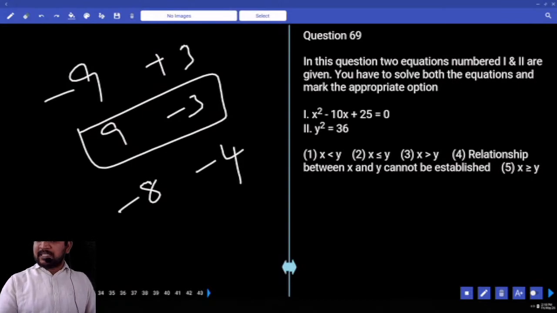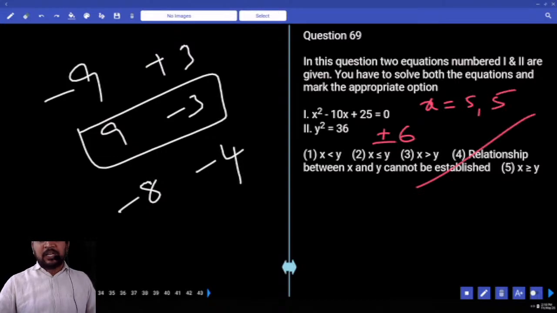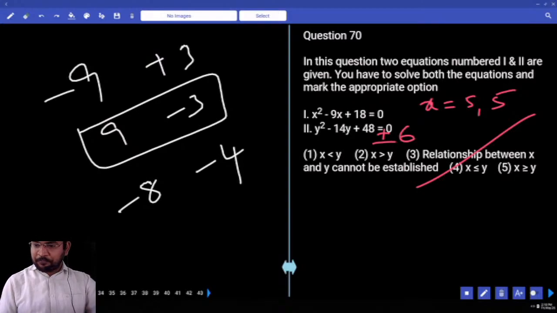Now y is equal to plus or minus 6, x is equal to 5 comma 5. Then the answer is no relation. Plus 5 is greater than minus 6, plus 6 is greater than plus 5. X is one time greater, one time lesser. Your answer is no relation.